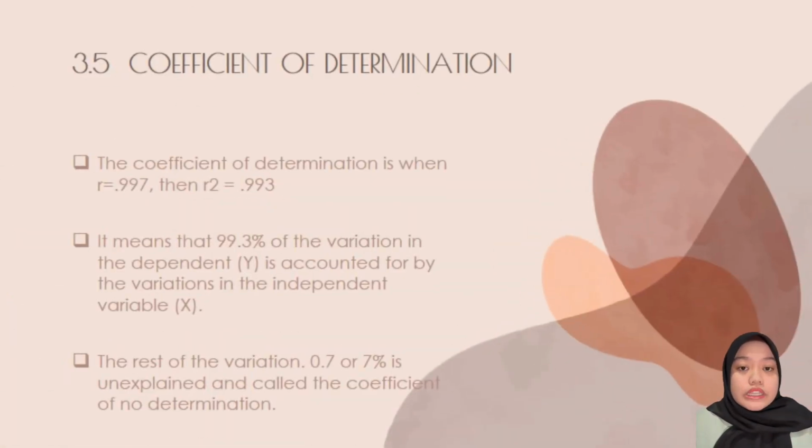3.5 coefficient of determination. This is when r equals 0.997 and r square is equal to 0.993, which is 99.3% of the variation in the dependent variable y is accounted for by the variation in the independent variable x. So the rest of the variation, 0.7%, is unexplained and called the coefficient of non-determination.